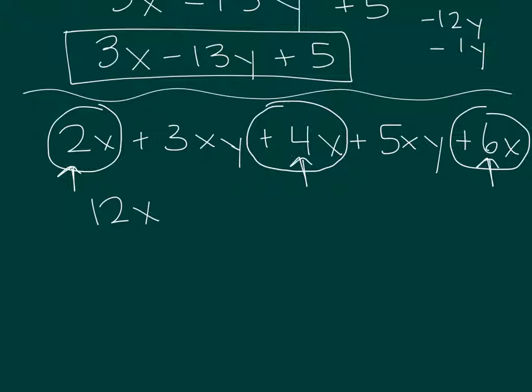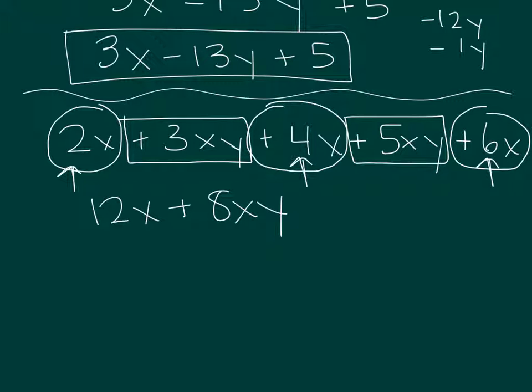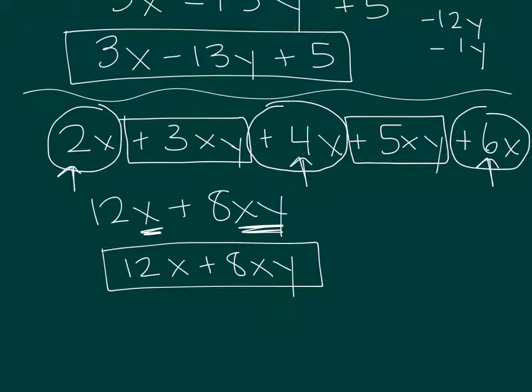The only other term is my xy, so 3 xy's, and they're positive, and 5 xy's gives me 8 xy's. I cannot combine those because their letter part does not match exactly. You cannot combine them, and therefore there's nothing else that can be done if you don't know what x or y is, and that is as simple or simplified as your expression can get.